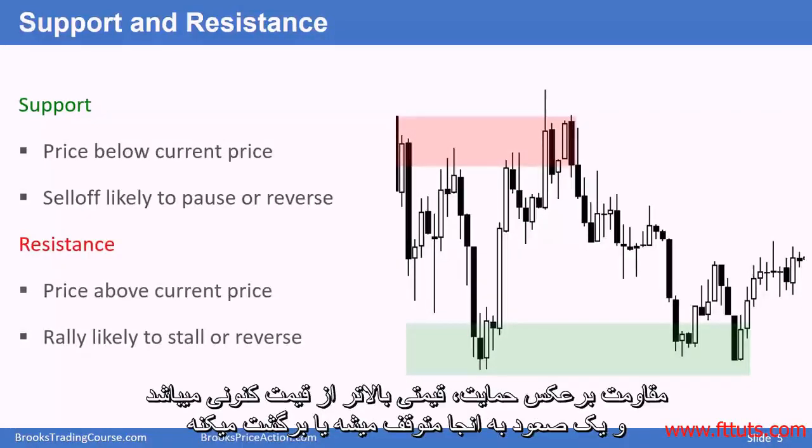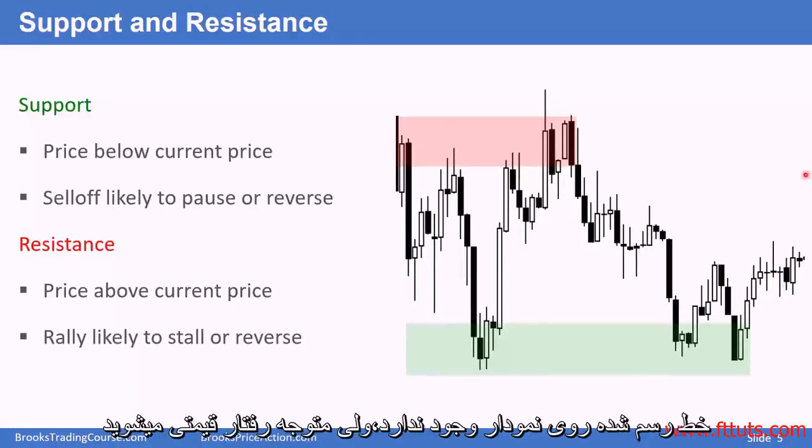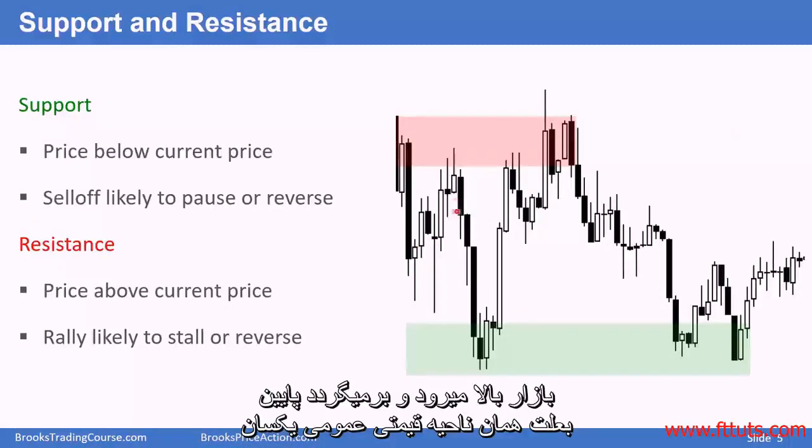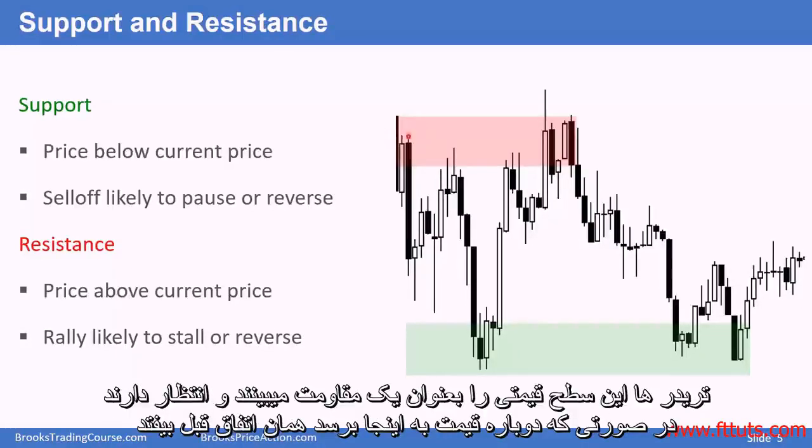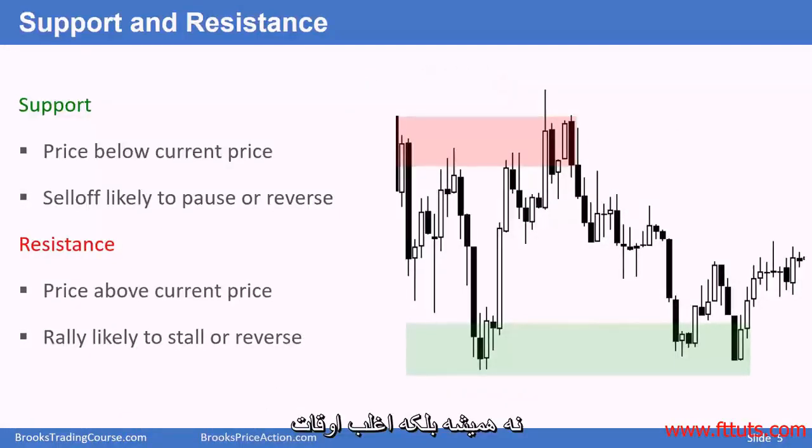And resistance is the opposite. It's a price above the current price, and a rally to that level is likely to stall or reverse. On the chart, you don't see a line drawn across a resistance level, but you notice the price action. The market goes up and it turns down. It goes up to that same general price area, turns down. It goes a little bit higher and twice tries to go higher, and it turns down. Traders see this price level as resistance, and they expect that if the market gets back up there again, it'll do what it did the prior times. Not always, but most of the time.